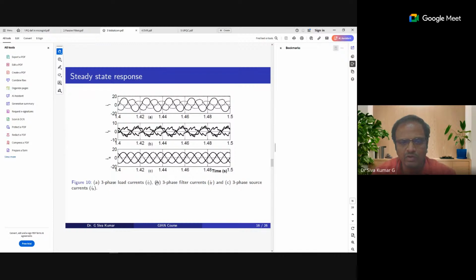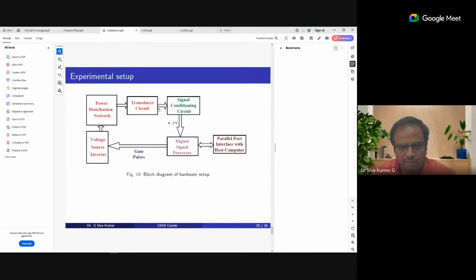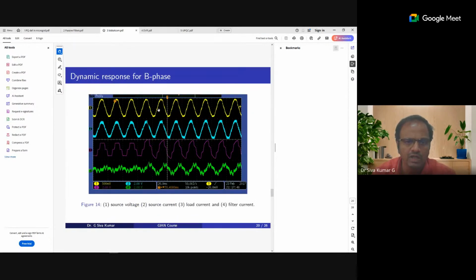When you look at this particular case, the currents IF and IL, we have multiple harmonics over here. We have not given the harmonic spectrum. Maybe if you look at the harmonic spectrum, you can understand that it has all kinds of harmonics. You can see in this figure three, we have multiple harmonics over here. It tries to compensate your harmonics as well as the reactive current also.